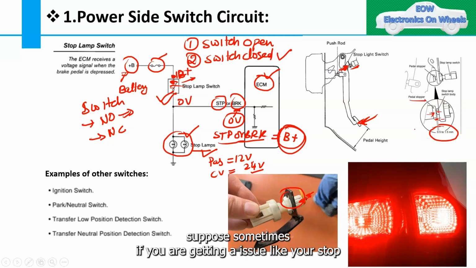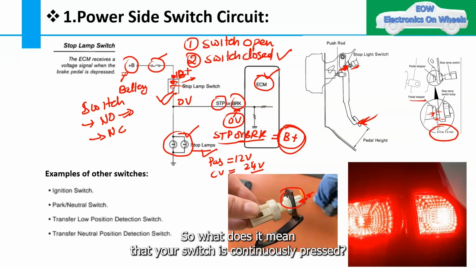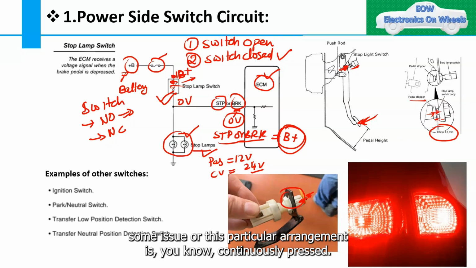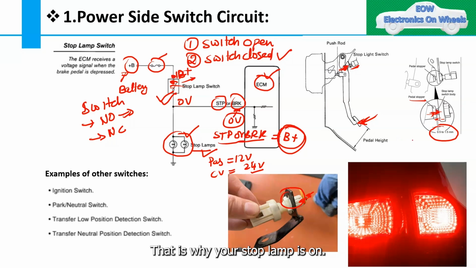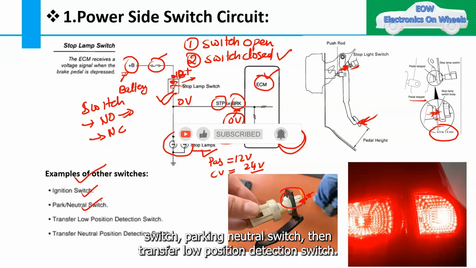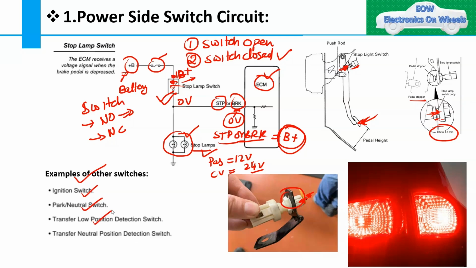Sometimes you may get an issue where your stop lamp is continuously on without pressing the brake pedal. What does it mean? Your switch is continuously pressed. There is a chance that this stop lamp switch has some issue, or this arrangement is continuously pressed, and that's why your stop lamp is on. Apart from the stop lamp, there are more examples like the ignition switch, park and neutral switch, and transfer low position detection switch. All these are examples of a power side switch circuit. I hope you understand the power side switch circuit.